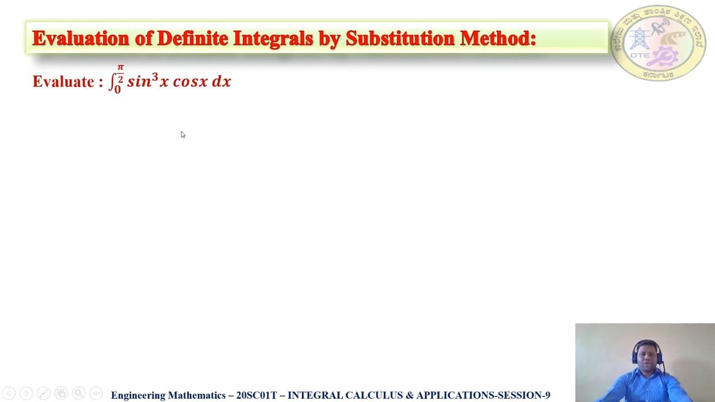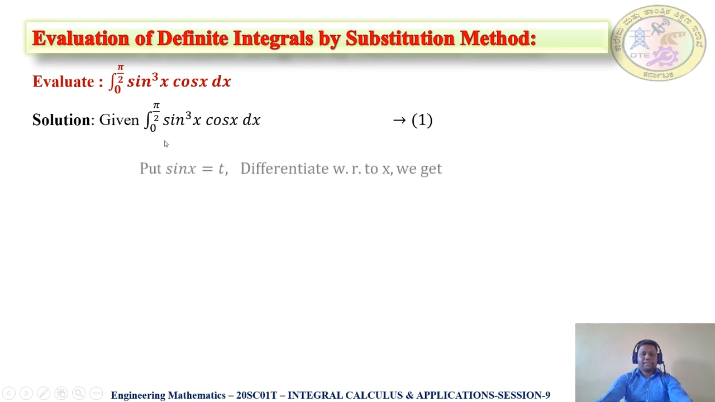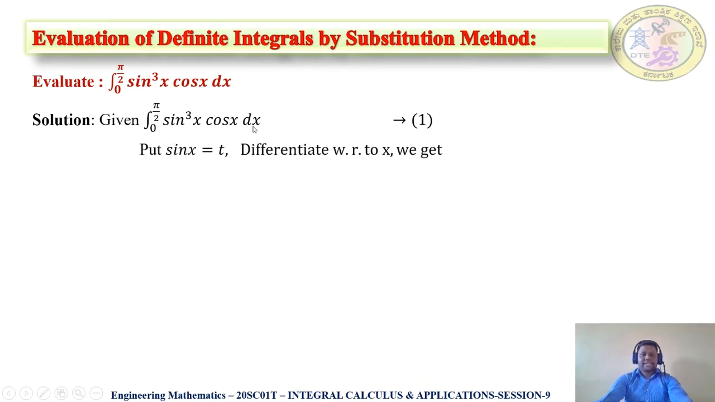Integration from 0 to pi by 2 of sin cube x into cos x dx. Here what you have to do, as we have done already in the previous sessions, you have learned how to do the substitution method. So they have given integration from 0 to pi by 2 of sin cube x cos x dx. Here which substitution do you have to take? So here we have to put sin x equal to t.